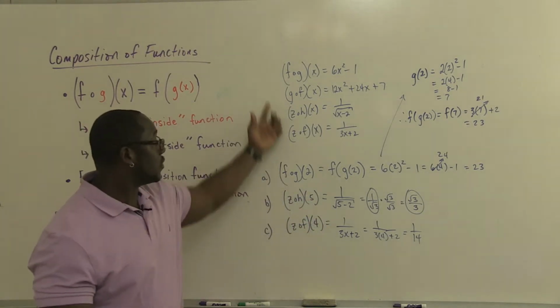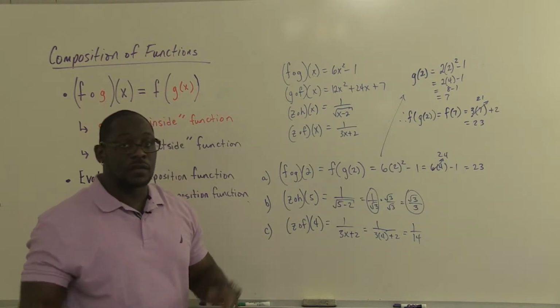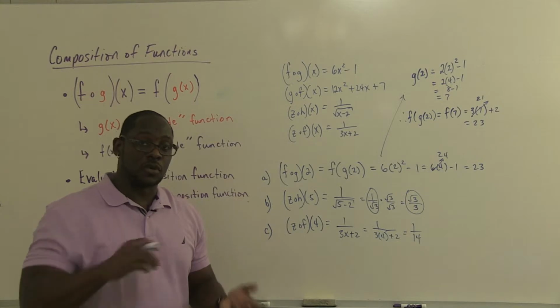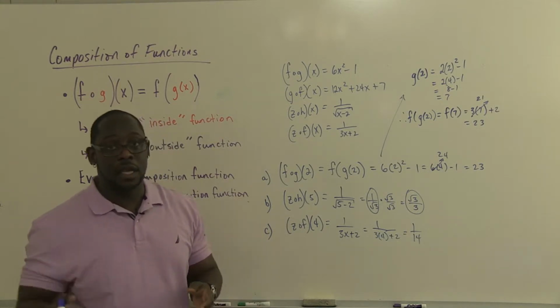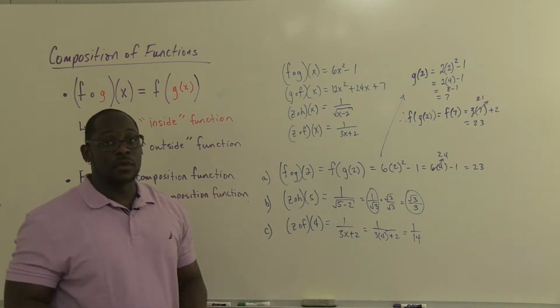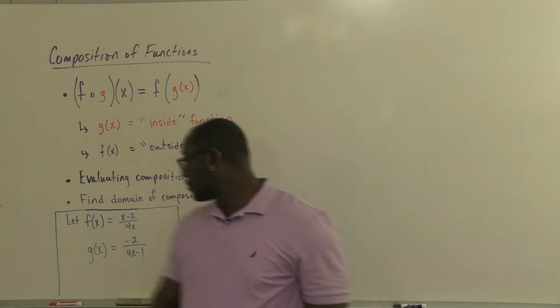So the next thing that we're going to do is do one more example where we take a function f, take a function g, and form composition functions going both ways with them, meaning f of g of x and g of f of x. And then afterwards, we'll find out what the domain of those functions are.